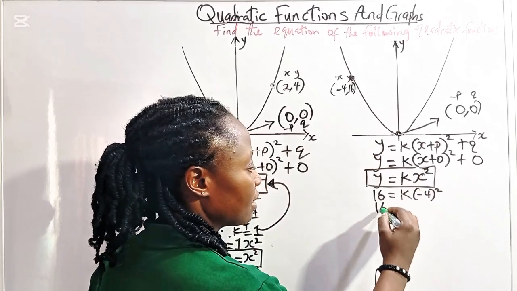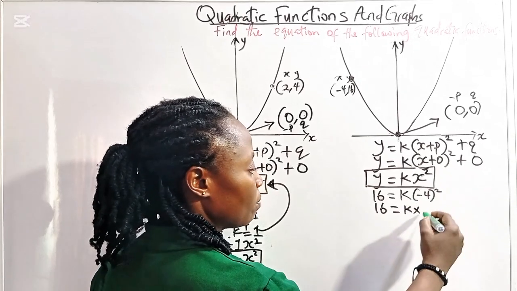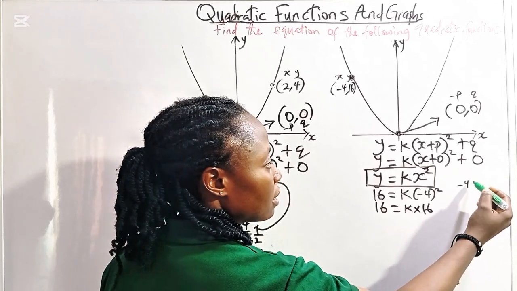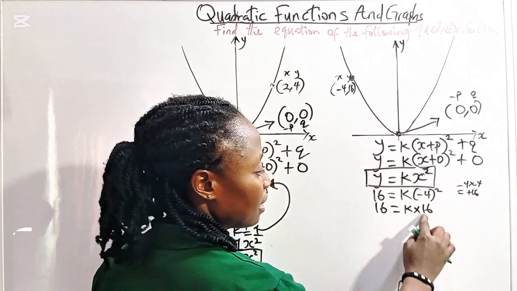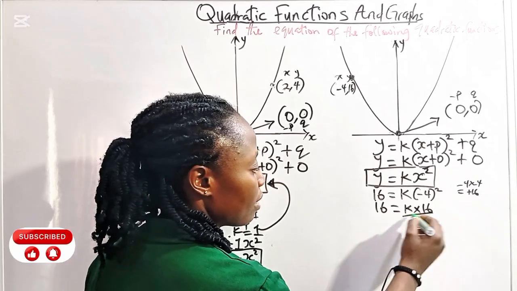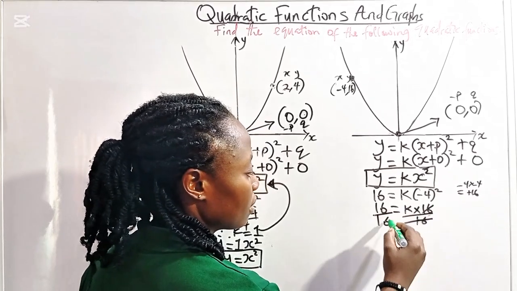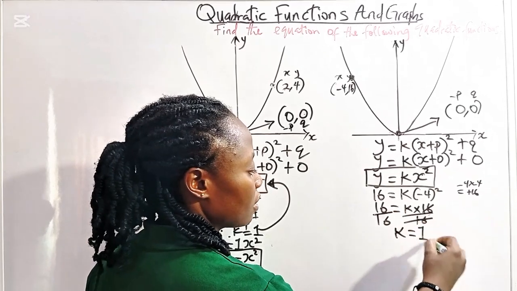So I have 16 equals k multiplied by -4 squared. What is -4 times -4? Positive 16. Good. So I'm dividing both sides by 16. This is taking care of this. Then our k is equal to 16 divided by 16, which is 1.